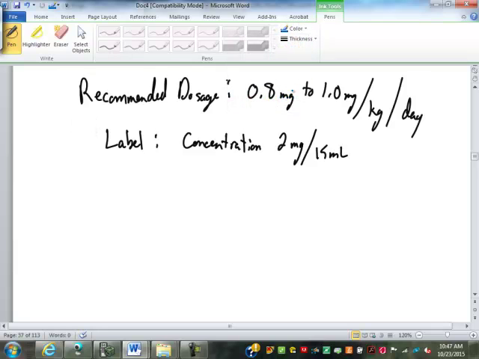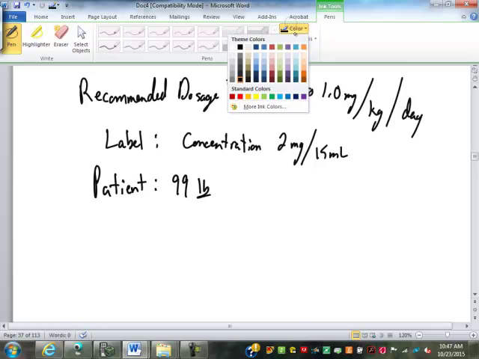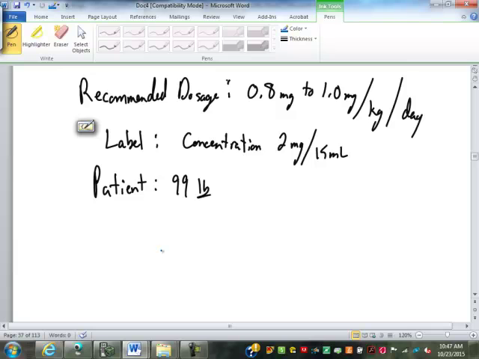So now there's an added level of complexity here. So we need our patient yet. So let's say we have a patient that is 99 pounds. First step is, whenever we're given a weight in pounds, we convert it to kilograms. So we take 99 divided by 2.2 gives us 45 kilograms.